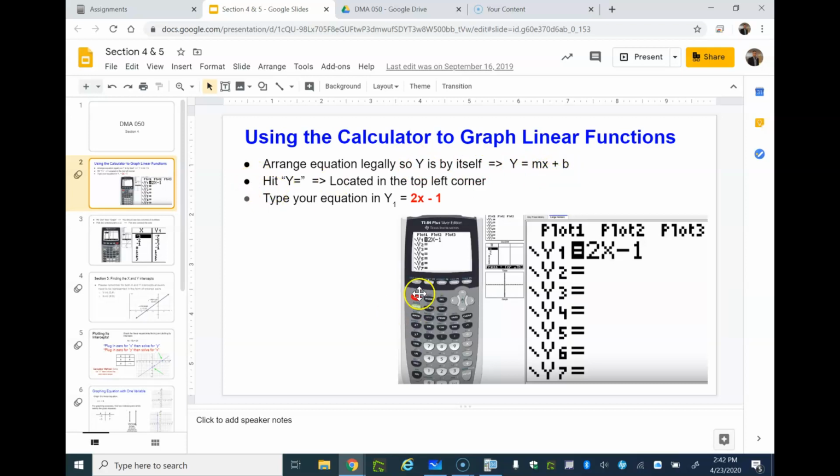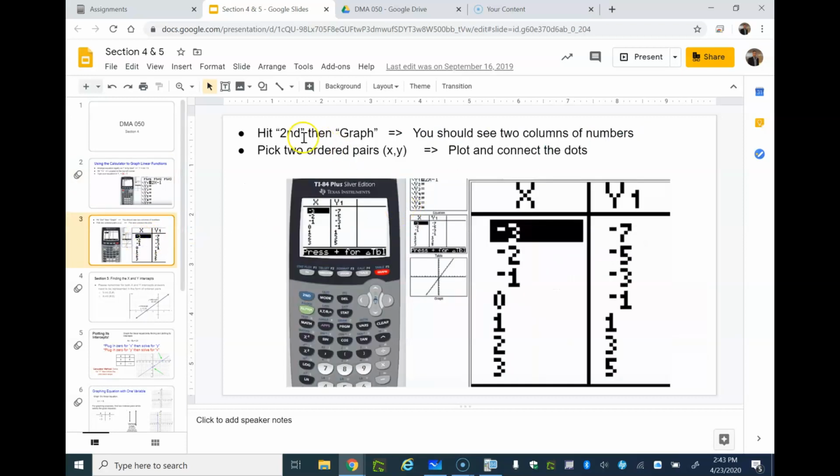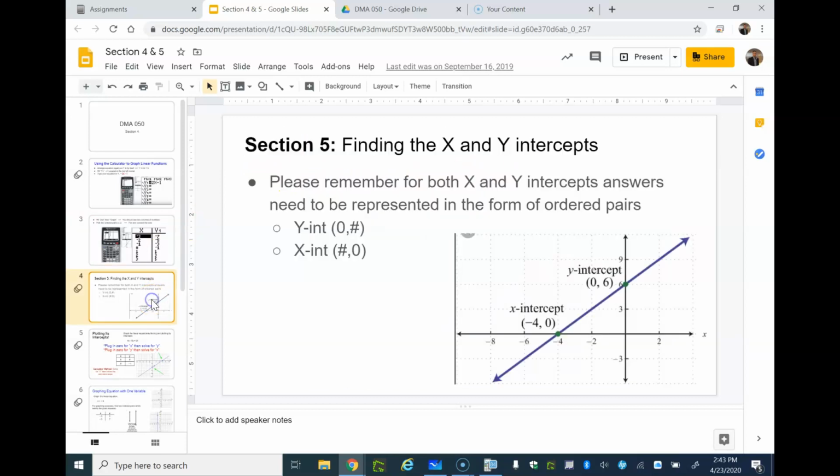You hit the y equals, top left-hand corner, type in your equation, you hit second graph, and it gives you the table. For MyMathPlus, you probably need 2 ordered pairs in order to make a line, and I'll show you how to make a line in MyMathPlus. So once again, for the y-intercept, the 0 is first and the number goes in the y part. For the x-intercept, the number goes in the x, and then the y is going to be 0.